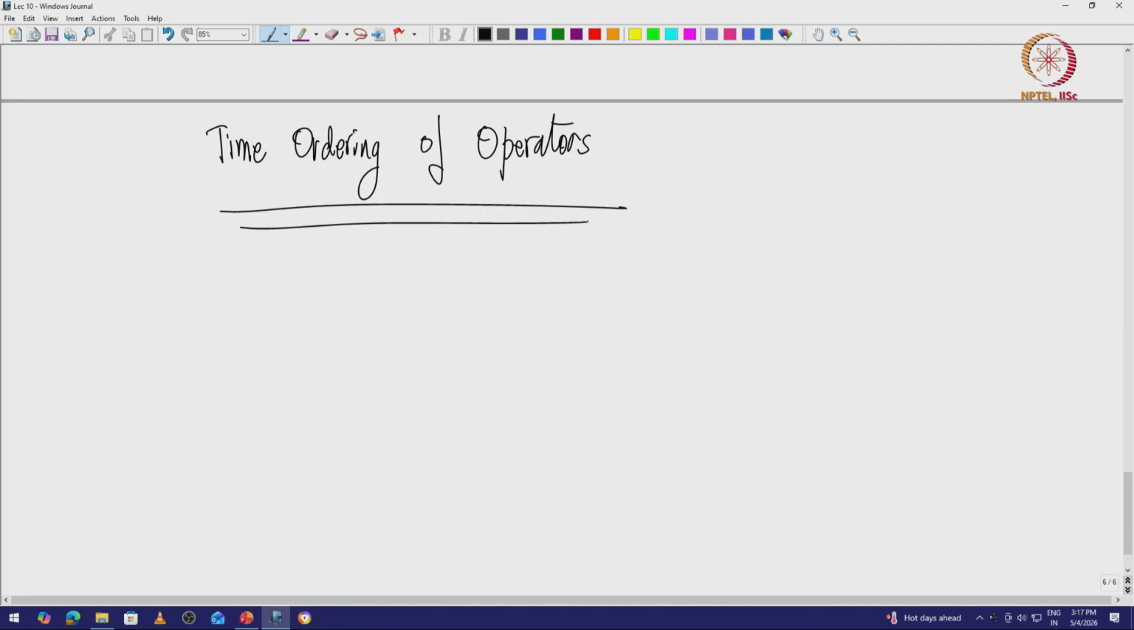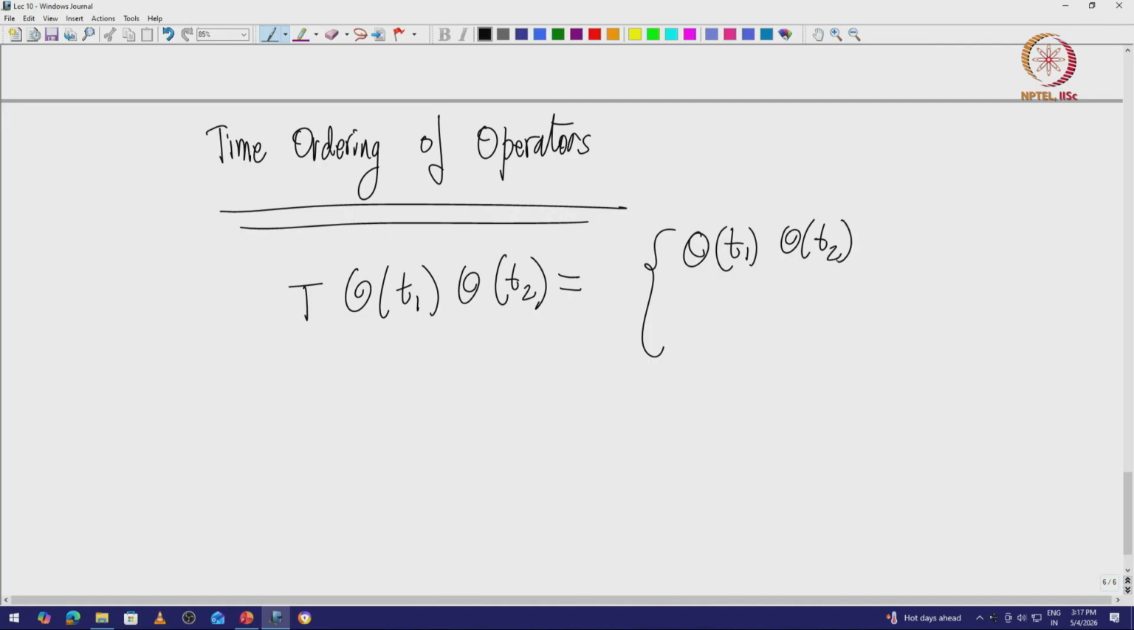Okay, so what does time ordering of operators do essentially? The time ordering of any two operators, the product of two operators O(T1) and O(T2), gives me O(T1) O(T2) if T1 is greater than T2, and O(T2) O(T1) if T2 is greater than T1. This essentially tells you that the time should be ordered.